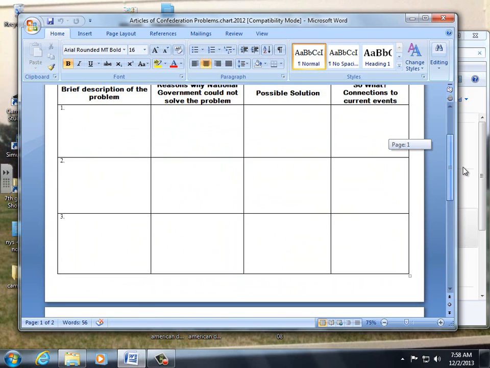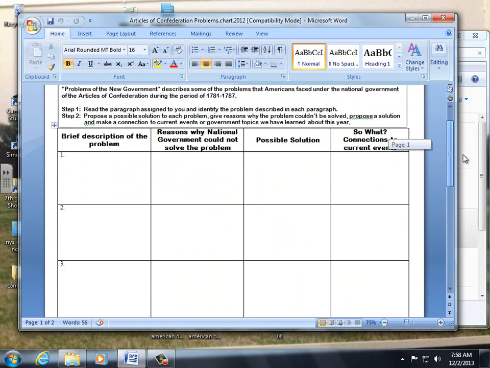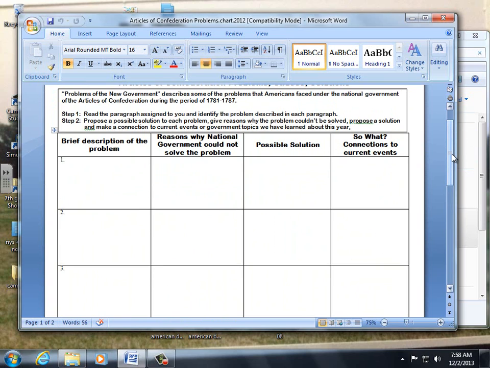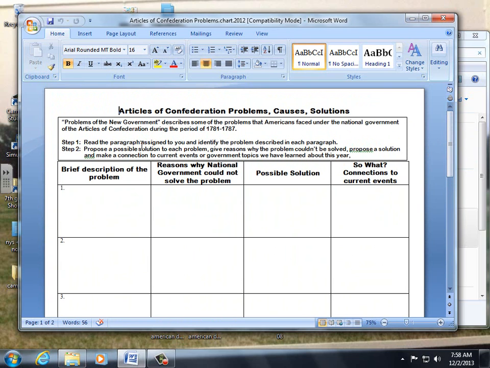You won't get to all 6 today, which is fine. More or less, we want you to get through at least 2 really good ones, possibly 3. If you're working really well, maybe 4. But when you get this worksheet, take a second and look it over. It says Problems of the New Government.